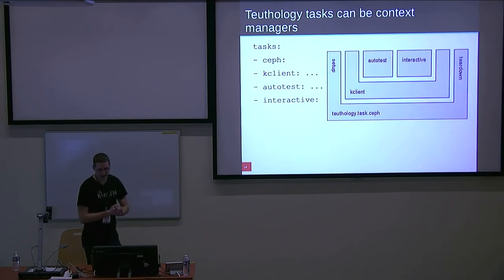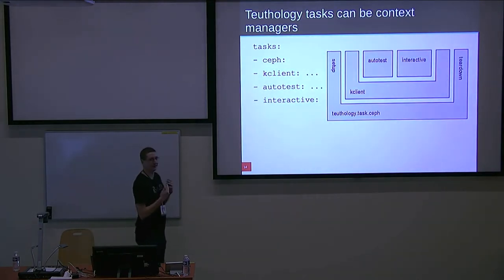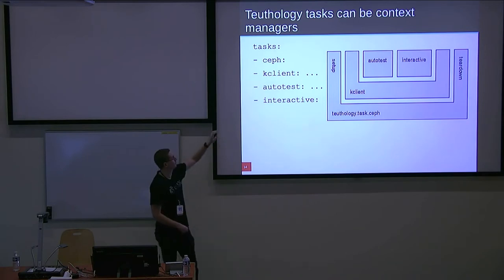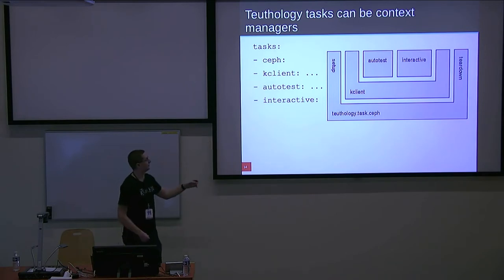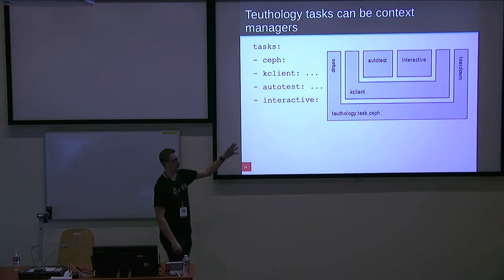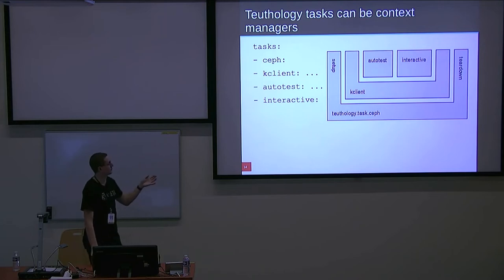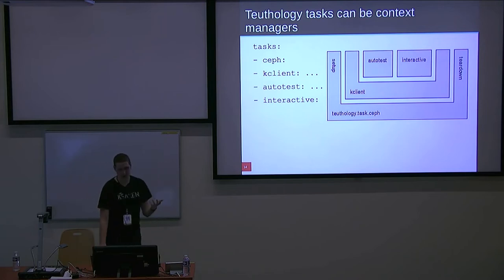These tasks are called context managers, a thing in Python called context managers. So the Ceph task, despite only appearing once, will set up a Ceph cluster, and then when all the other tasks are done, it'll tear down that Ceph cluster. The kernel client task will mount the kernel client, and then when all the tests have run, it will unmount it before returning, etc.